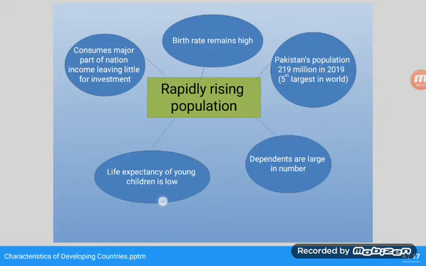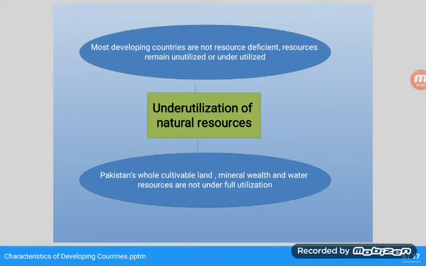That is because of poor health conditions, poor medical facilities, or just malnutrition, just because the parents are not able to feed them properly or give them medicines on time. So the life expectancy of children remains low in developing countries. Now let's move on to the next point.